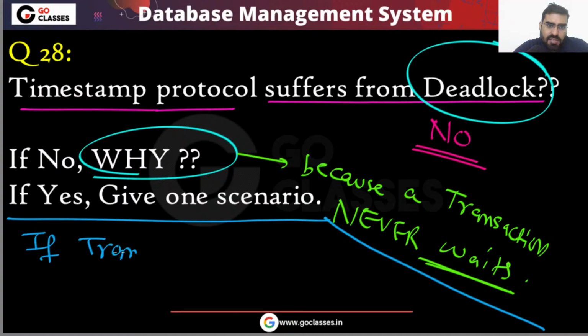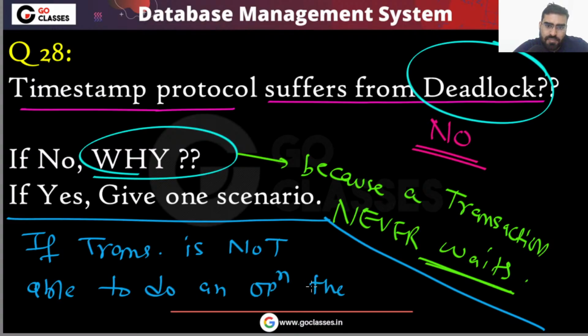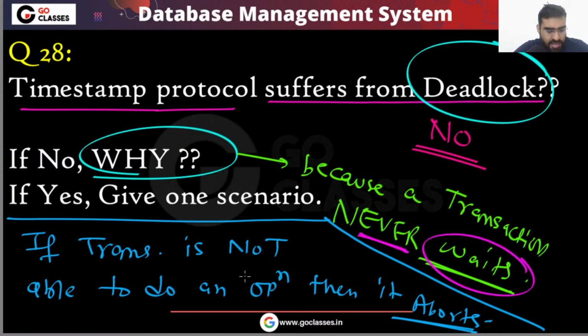If a transaction is not able to do an operation, then it aborts. Yes or no? Then it immediately aborts. It will never wait. Did you notice? A transaction will never wait. No transaction will ever wait.